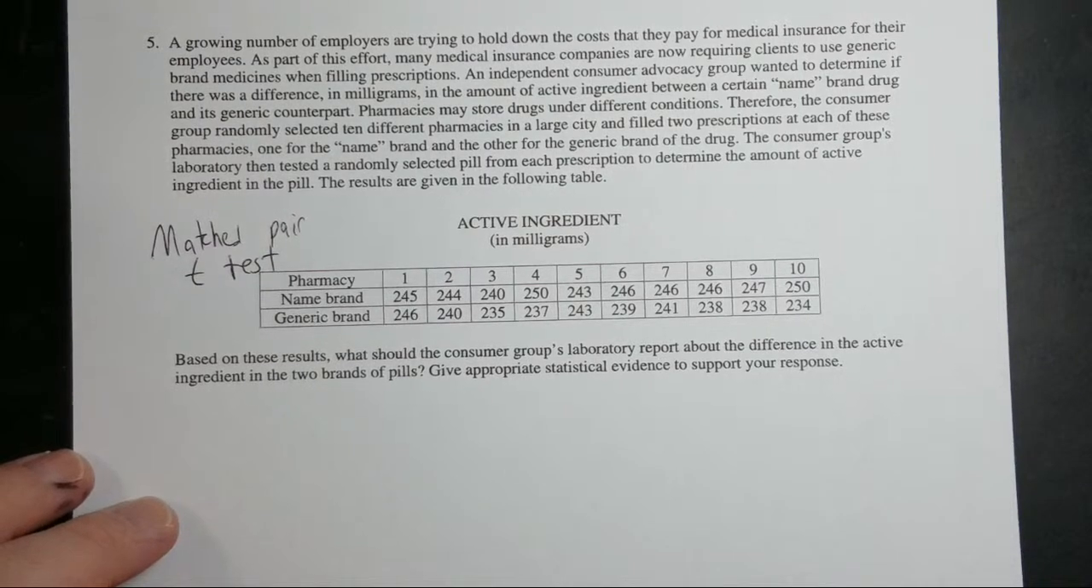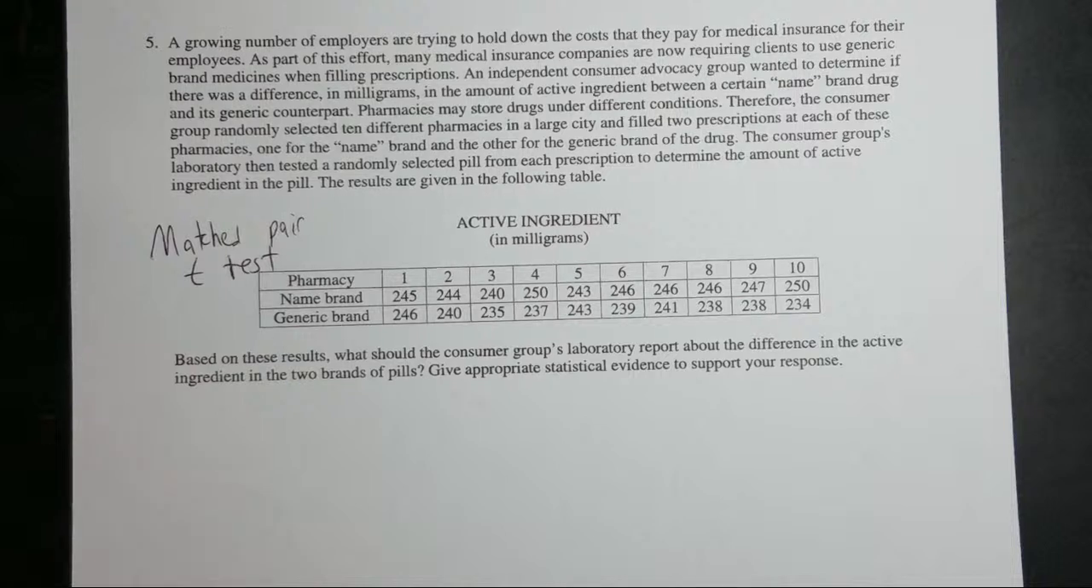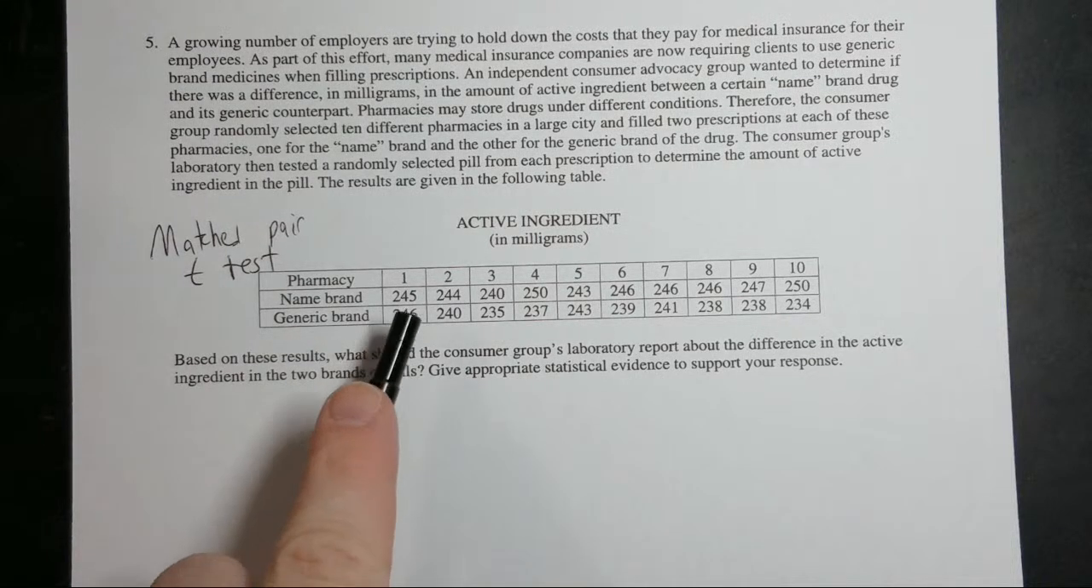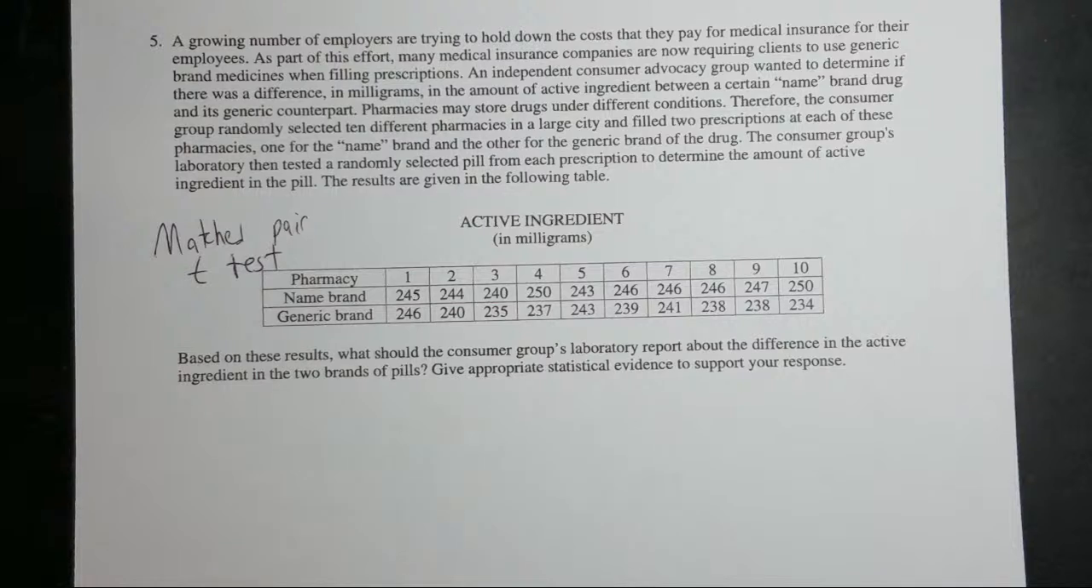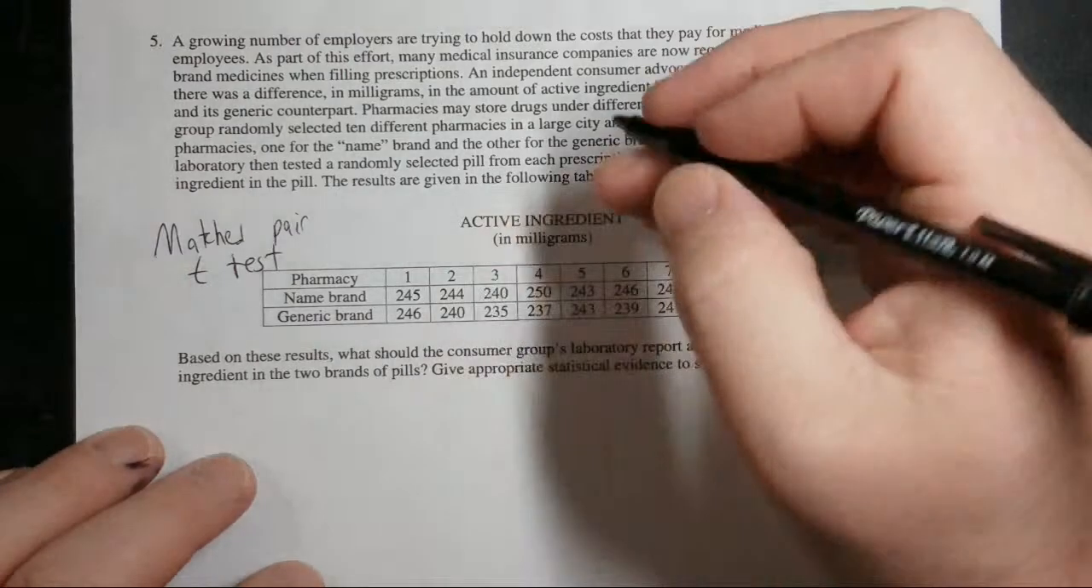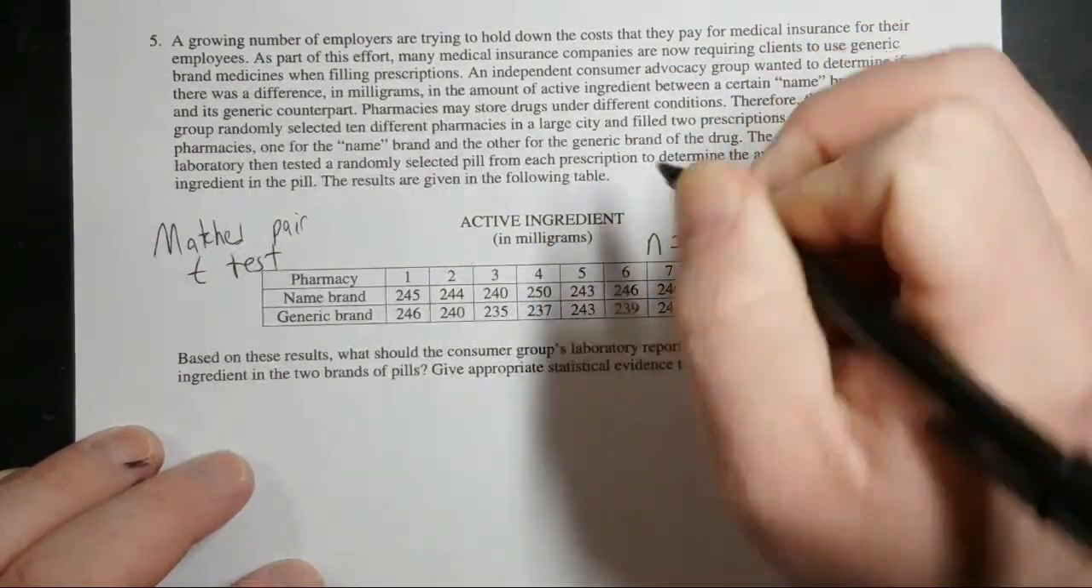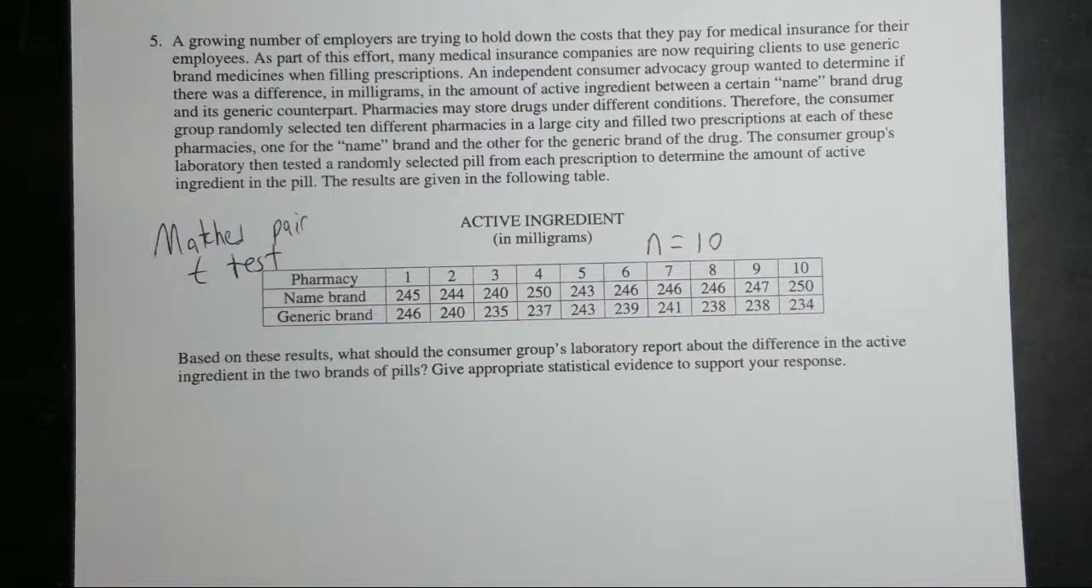Okay. Let's see what we can do here. They give you 10 different pharmacies. Yes, they got a name brand and a generic from both, but your n value is 10. Please keep that in mind. Based on these results, what should the consumer group's laboratory report about the differences in the active ingredient in the 2 brands of pills? Give appropriate statistical evidence to support your response.